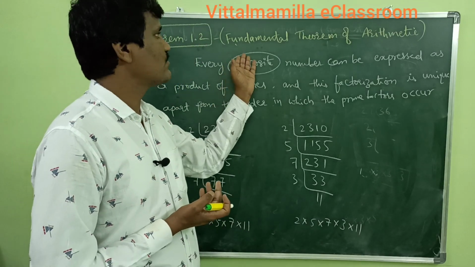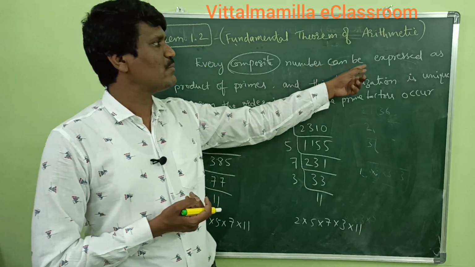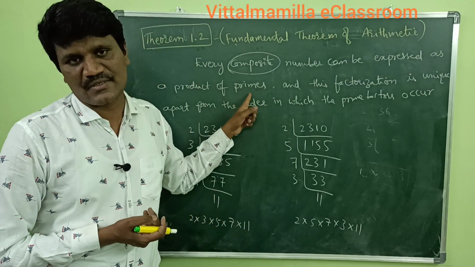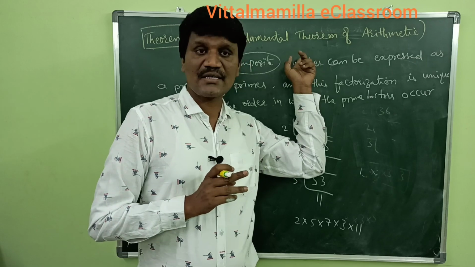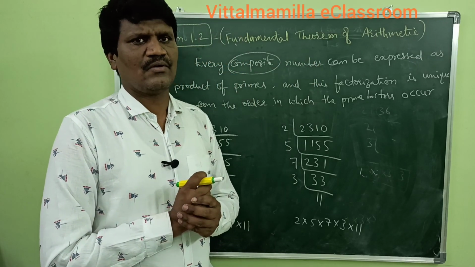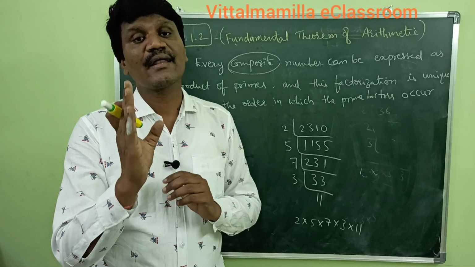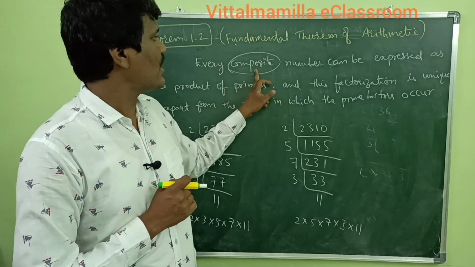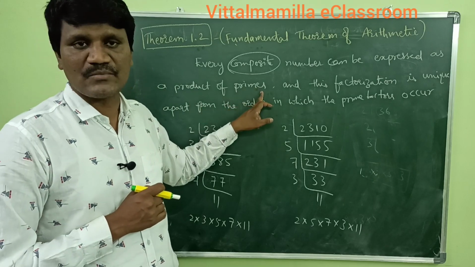The fundamental theorem of arithmetic is: every composite number can be expressed as a product of primes. Whatever the composite number, the theorem states about only composite numbers. You take any composite number, and that composite number can be written as a product of prime numbers. So that is what is given here.